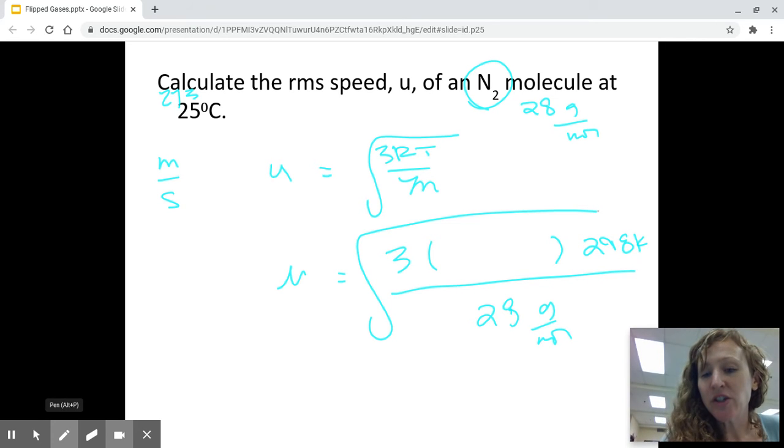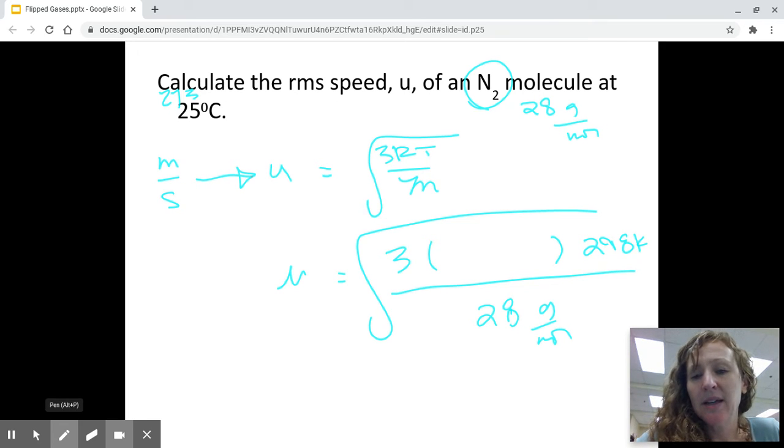So the question of the hour is, which R do you choose so that your units are going to come out to be meters per second, which is units of speed, right? If you plug in the liter atmosphere per Kelvin mole, you're going to be left with a whole bunch of crazy units. So you want to choose the R that's going to leave you with the units that you want.